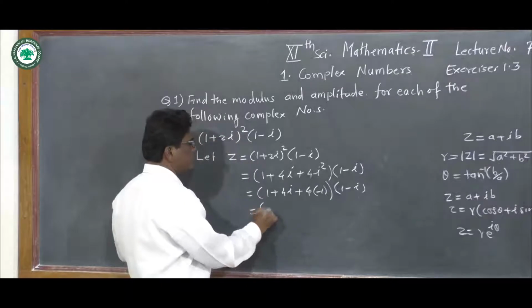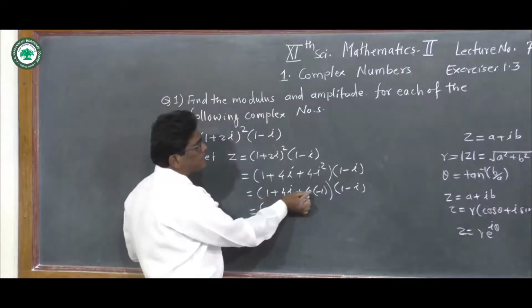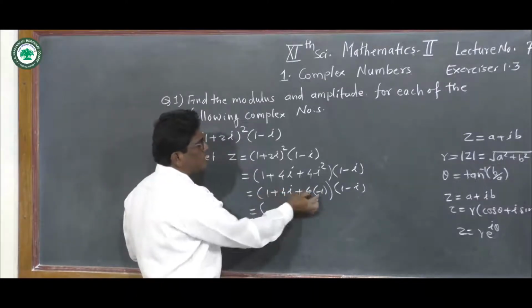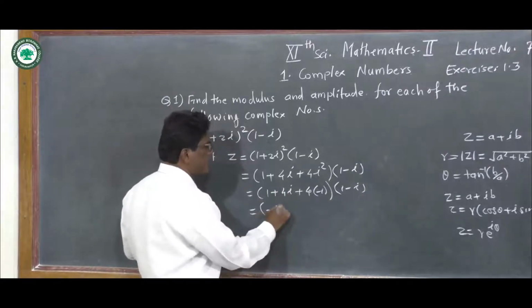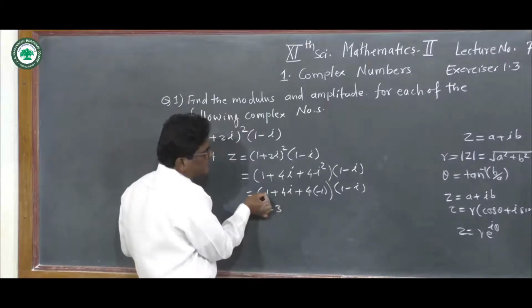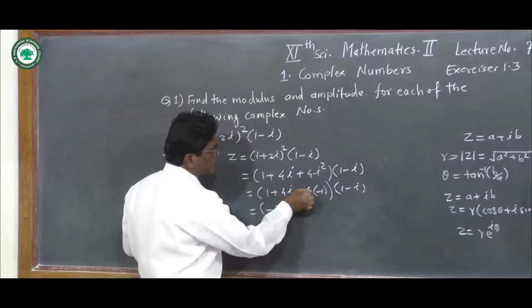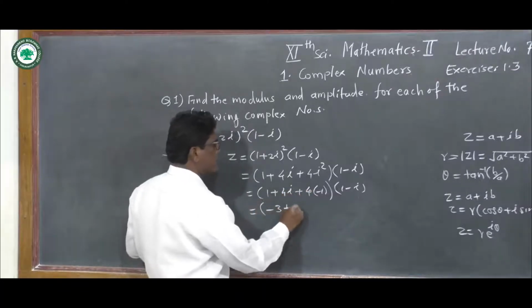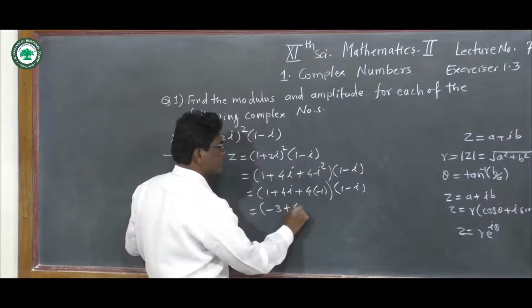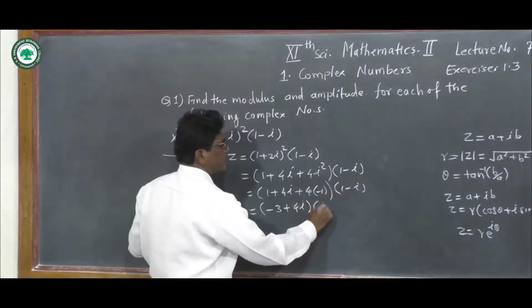And now it is equal to this 1 plus minus 4. So 1 minus 4, that is minus 3. We write here minus 3. This 1 plus minus minus, so minus 4. 1 minus 4 is minus 3, plus 4i, into this 1 minus i.